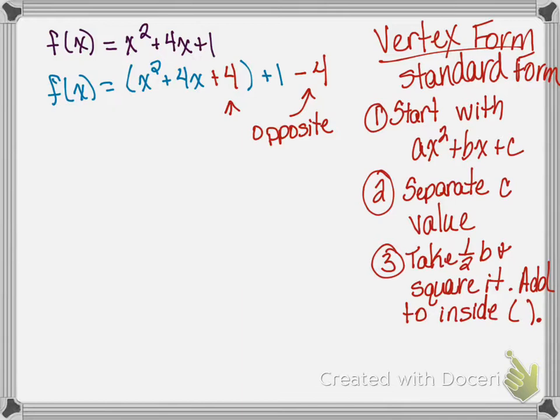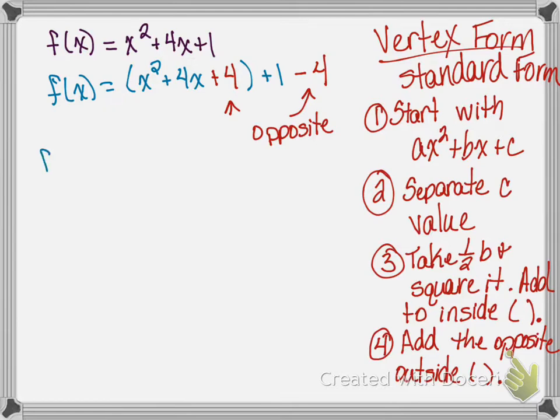So my step 4 is add the opposite outside the parentheses. That's where students get stuck. When students get to that point right there, they don't know what to do next. You're keeping everything balanced. I added 4 on the inside. I subtract 4 on the outside. Now, I'm in good shape.